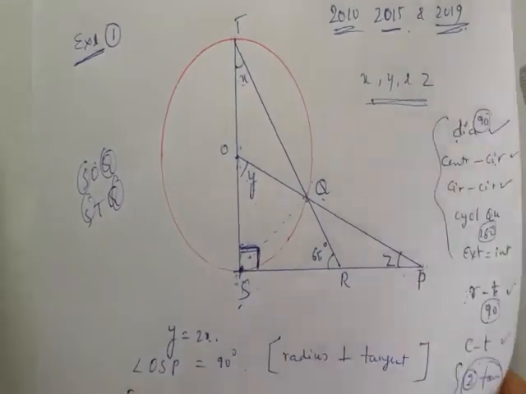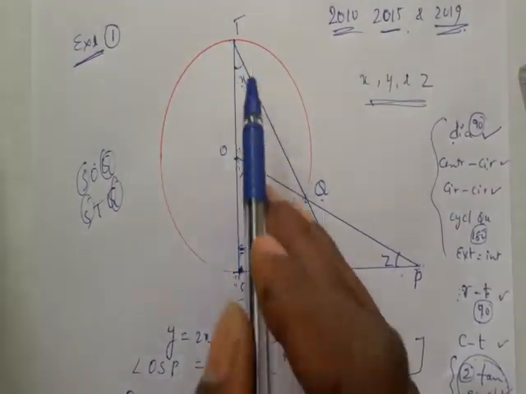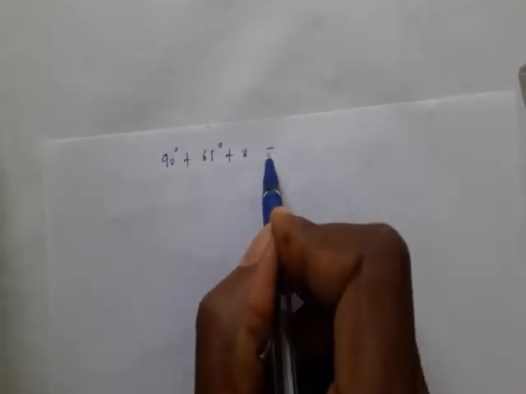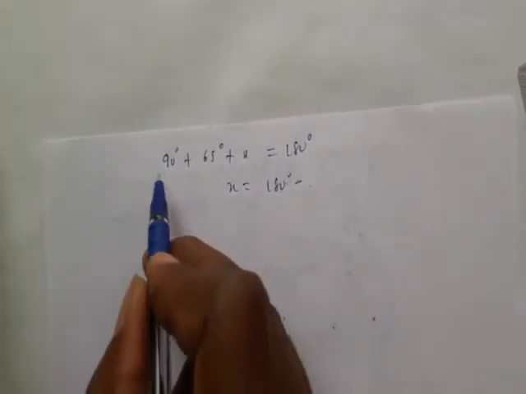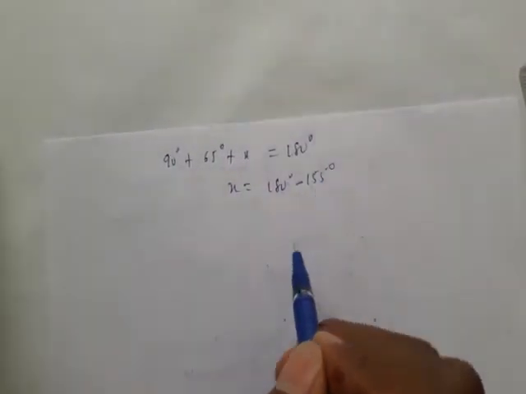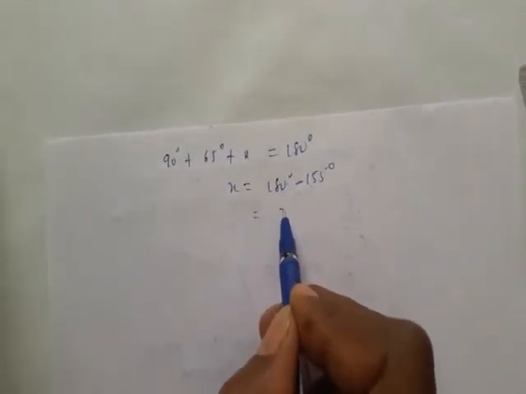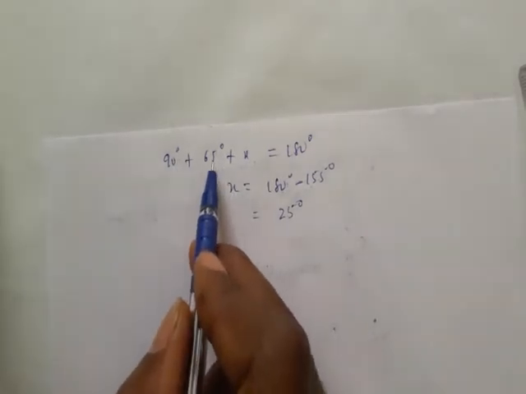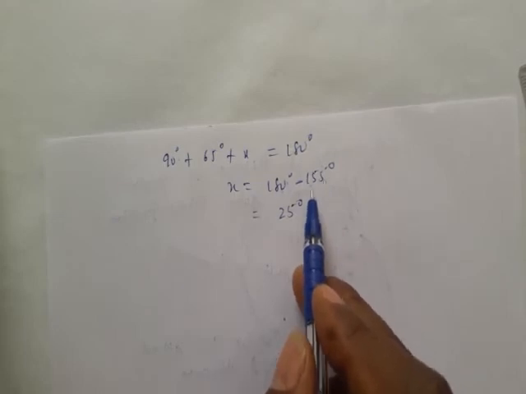Next, in triangle TSR, 90, 65 and x sum up to 180 degree. So x is equal to 180 degree minus these two added, 155 degree. 90 plus 65 is 155. 155 subtracted from 180, you will get 25 degree.